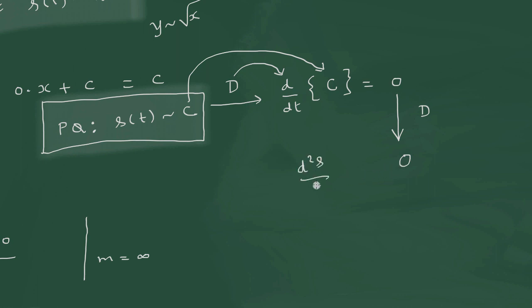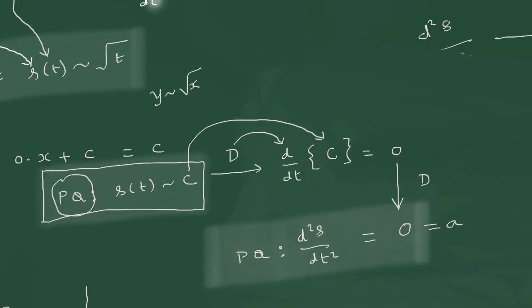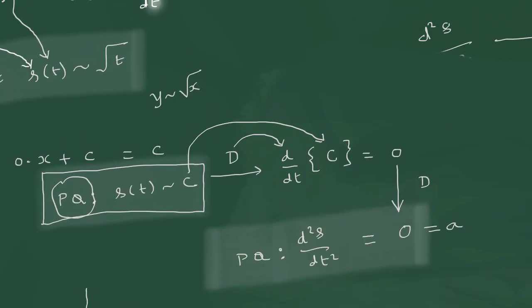Therefore, d square s divided by dt square is equal to 0 in the region PQ. So this is our conclusion. And by the way, this d square s by dt square, we always know that this is acceleration. So the second answer is also over. And come to the third part. I think that is the last part.